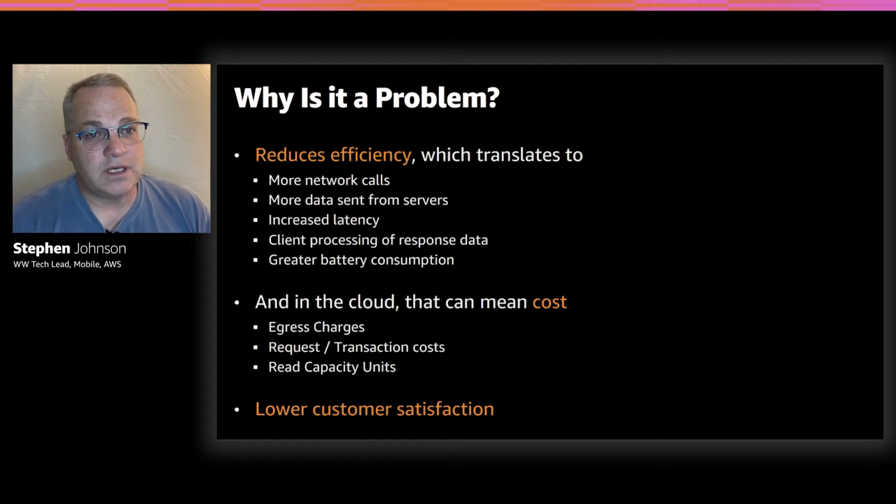If you're getting more data on the client, that also means that you need to process it on the client, which causes you to spend more battery and CPU, which is not a good thing. And you take all of these effects together in a cloud environment, it could also be more expensive. So you'll be charged for egress over the increased amount of data you're pulling down. A lot of cloud services are priced based on requests or transaction count. And then if you're using something like Dynamo, read capacity units could end up being higher than you need them to be.